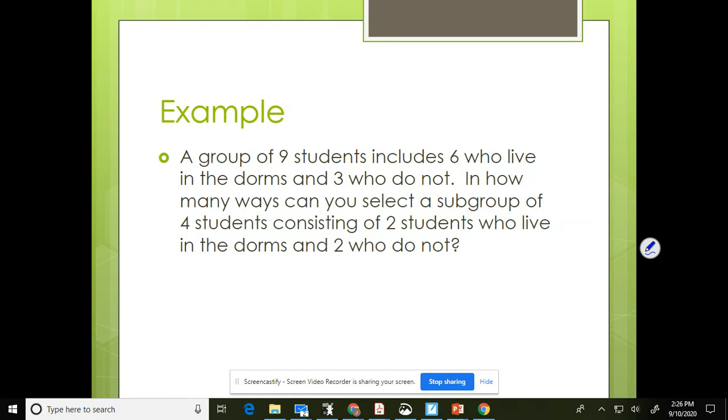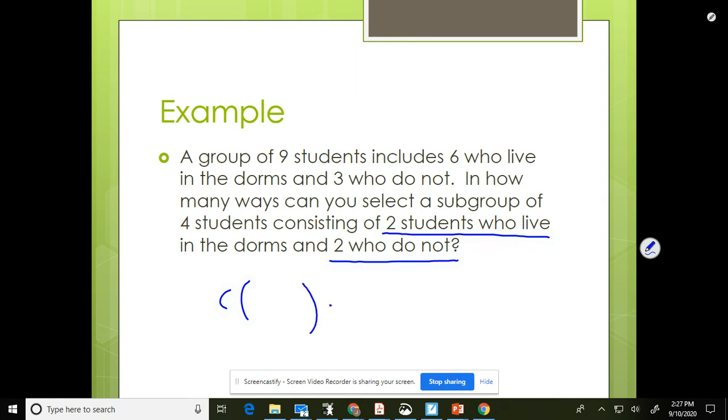All right, so now we have a group of 9 students, includes 6 who live in the dorms, 3 who do not. How many ways can you select a subgroup of 4? So I'm selecting 4 people. 2 are in dorms, 2 do not. All right, so order doesn't matter here. So it doesn't matter who I pick first. So we have combinations. So I'm going to do 2 separate things here. So this is kind of multi-stage.